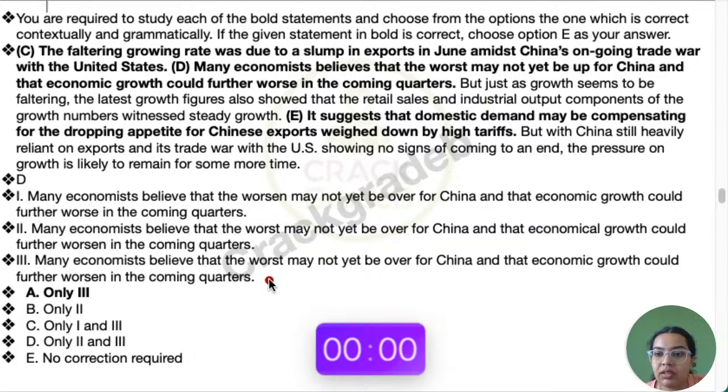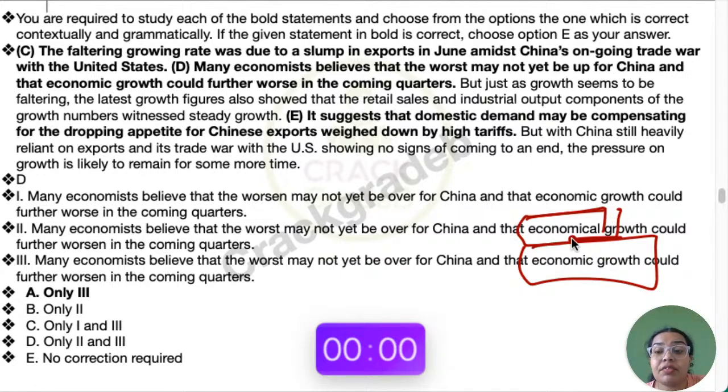We want economic growth. The word economical means anything that is pocket friendly, which is not very expensive. So we are going to talk about anything that relates to economy. So the second one is out for that reason.